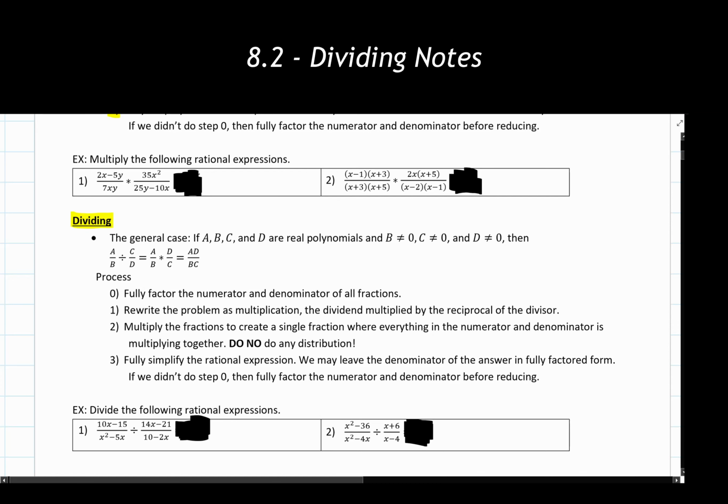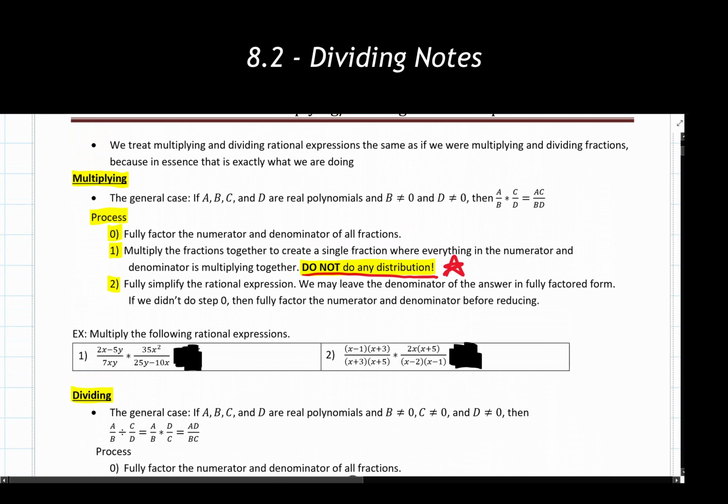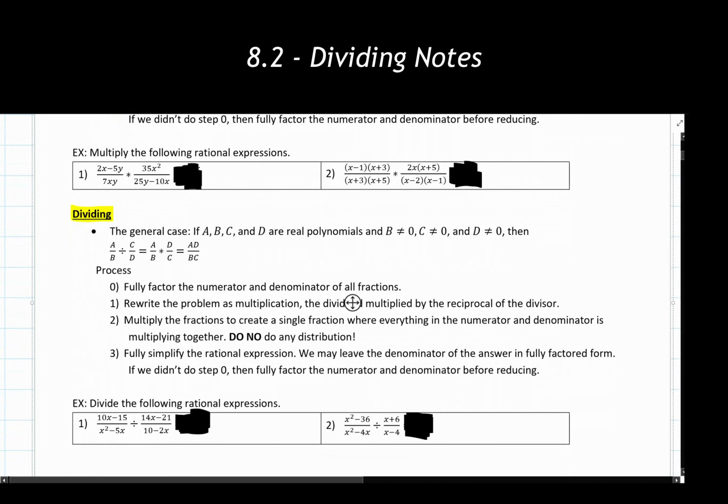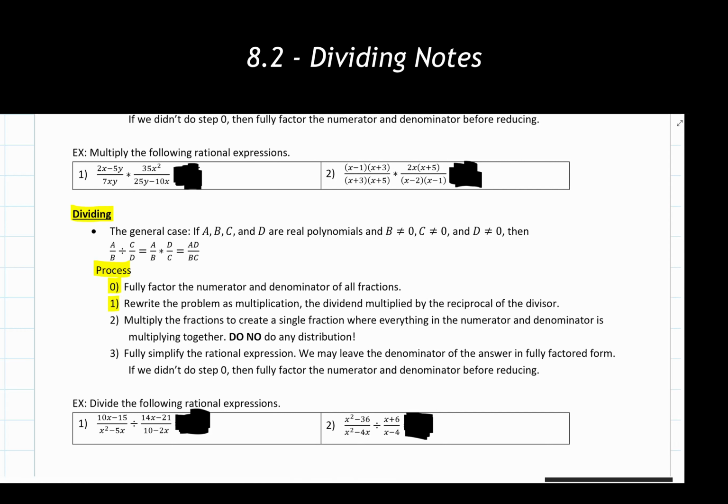What's really nice about that is now we have a multiplication problem, and we just went through how to multiply rational expressions together, and that's all we're going to do. So this process for division only has a very slight one-step difference, noticeably our new step 1. We're one step away from making this a multiplication problem, and then we're going to follow that process.